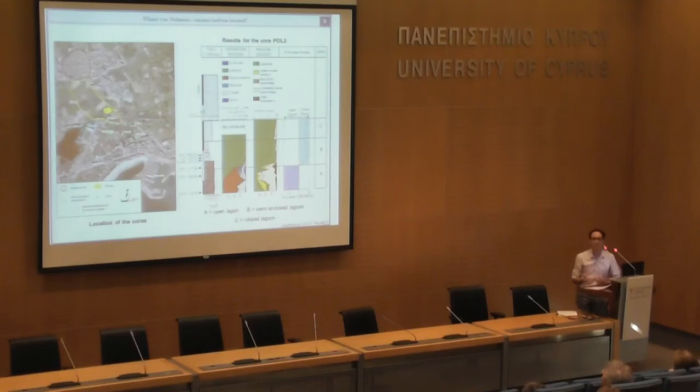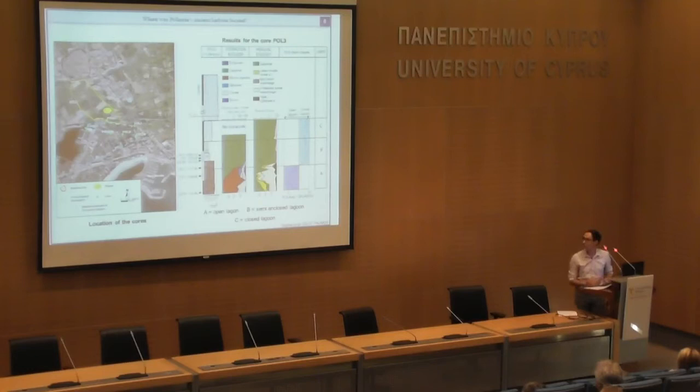So at the base of the core here, I identified sandy units with a lot of Posidonia remains, deposited between 2000 BC and 1500 BC. The fauna is characteristic of an open lagoon environment, because we have a mixing between coastal species, marine species, and lagoonal species.